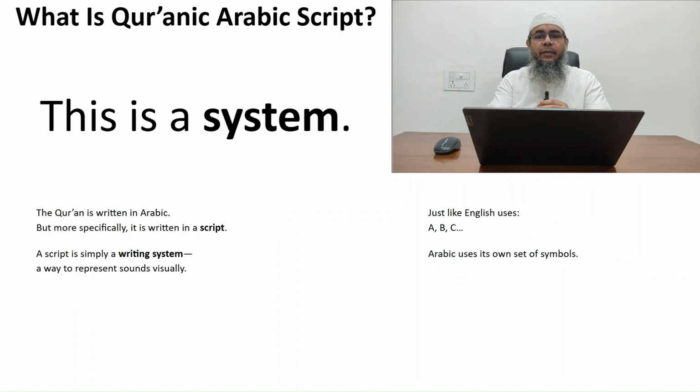What is Quranic Arabic script? The Quran is written in Arabic, but more specifically, it is written in a script. A script is simply a writing system, a way to represent sounds visually. Just like English uses A, B, C, Arabic uses its own set of symbols.